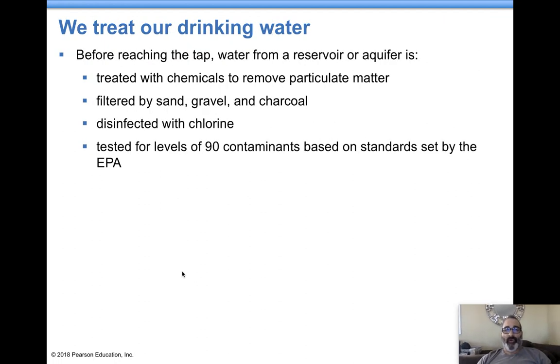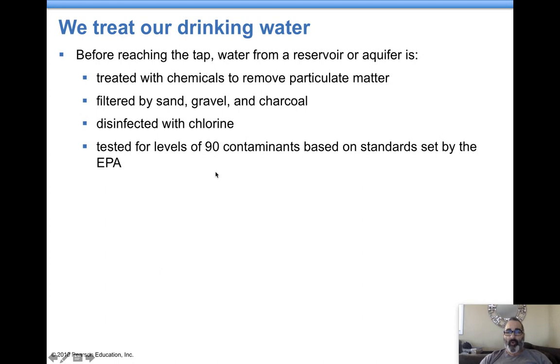What do we do to drinking water? Well, we treat it in different ways. When water from a reservoir or aquifer gets treated, we have to treat it before we send it to your house. So what do they do? They first want to remove these particulates, these things that might be settling in the water, like solid objects. Then it gets filtered. That filtering removes impurities and bacteria and microorganisms, basically. And then to make sure we got all of the microorganisms, we disinfect it with chlorine.